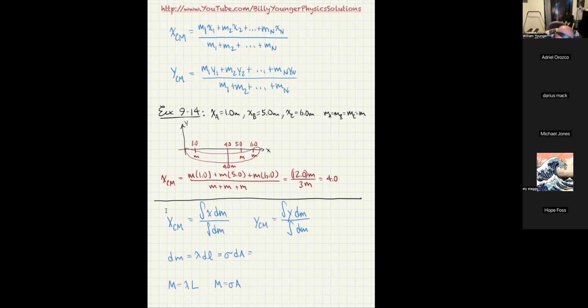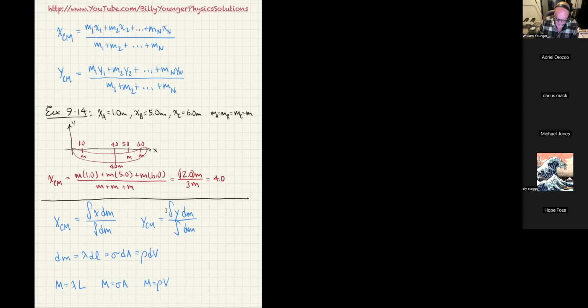But if the object's not two-dimensional and it's in fact three-dimensional, then we'd have rho dV, and of course that tells us that m is equal to rho times V. And again, that's for rho equals a constant, just like sigma was a constant, just like lambda was a constant. But in principle, rho, sigma, and lambda do not have to be constants. So this little part that I wrote with these dm's is critical for you to actually do a calculation. So let's show you a simple example first.